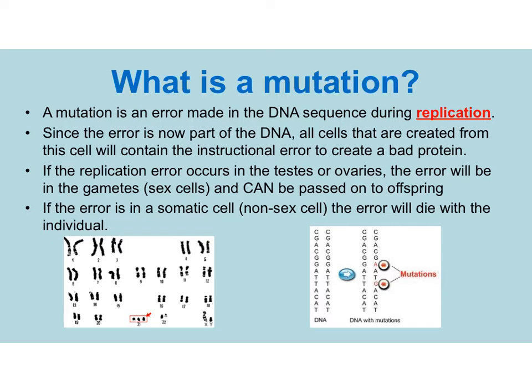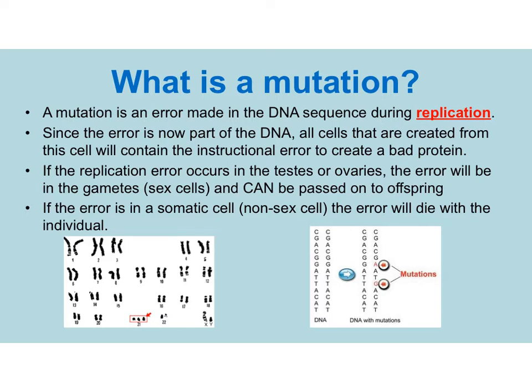Now, since the error is now part of the DNA, all cells that are created from this cell that contains the error will create a bad protein. So it's not just that the error occurs in one cell, but then that one cell becomes two. Now you have two cells with the error. Then they replicate, and now you have four cells with the error. So once a cell gets an error, it just keeps replicating with that bad error.